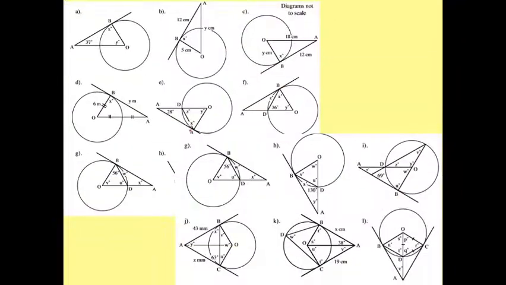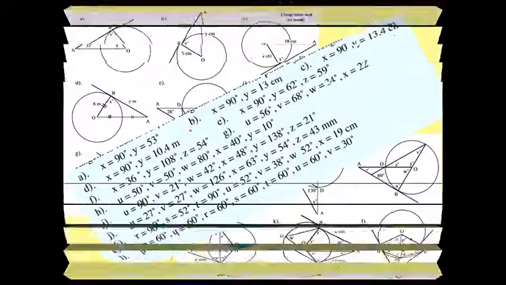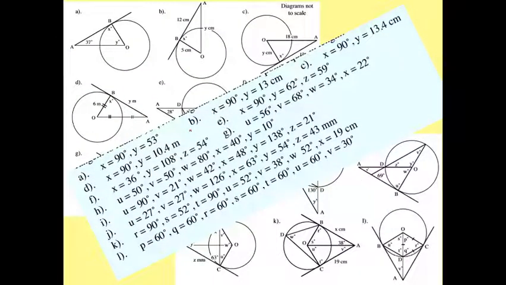And here's some questions for you to do. What you have to remember is tangents meet the radius at 90 degrees, and chords also meet the radius at 90 degrees. Pause the video if you want, I'm going to show you the answers. Here you go. Cross your work.